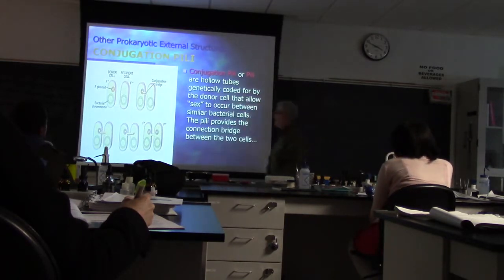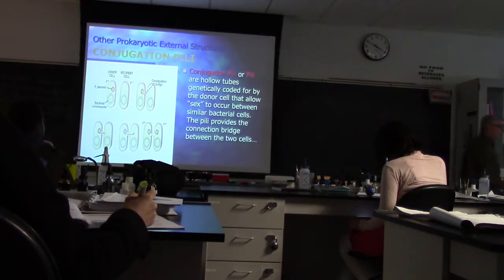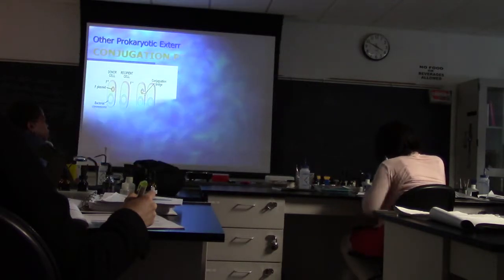All right, so this is an external structure that forms a hollow protein tube used for exchanging DNA, and it's called a conjugation pilus if it's one, or conjugation pili if there's more than one.